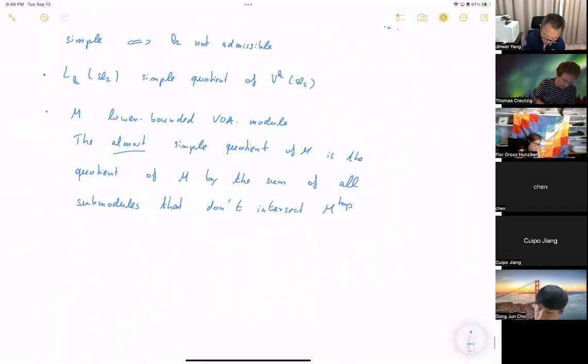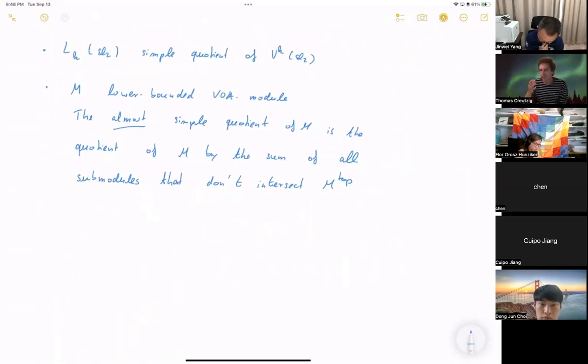Okay, so why do I introduce this? Because what I want to do is construct good modules for the affine vertex algebra. Now we know how to go from a module of the finite dimensional Lie algebra to a module of the affine Lie algebra. We just induce it in the usual way, like you induce Weyl modules, and we want to quotient out by everything that is not consistent with the action of the simple affine VOA. And it turns out what you have to do is take almost simple quotients.